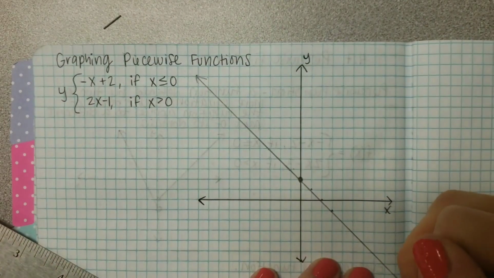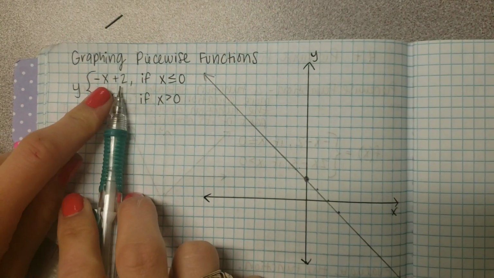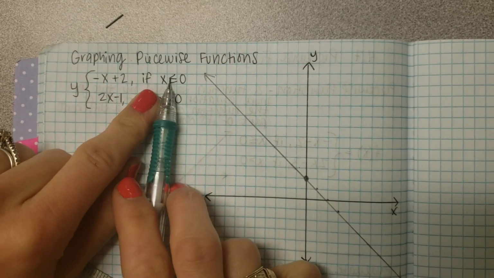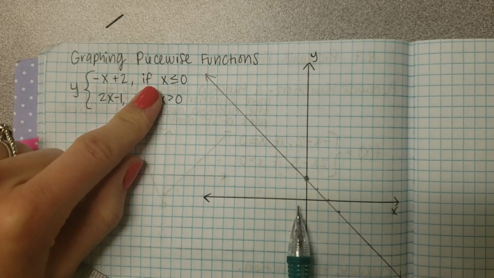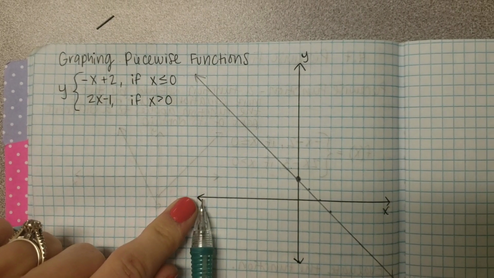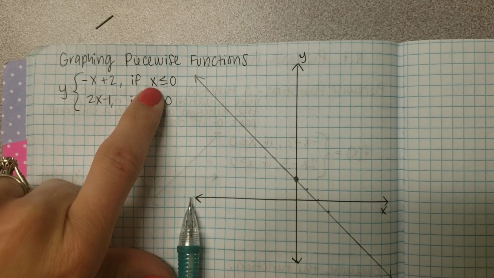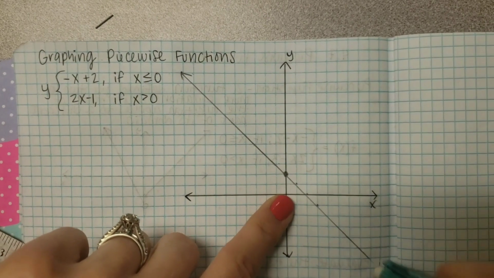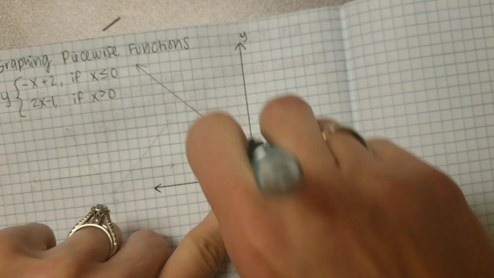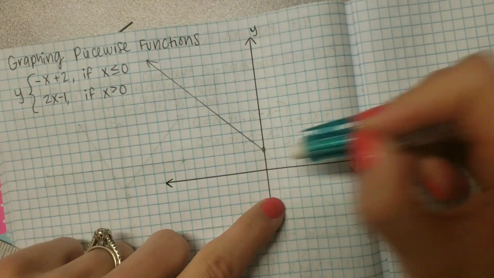So I am going to start off with that first line, and then I am going to erase something. It says that it's only this line if x is less than or equal to 0. So this is my x-axis. These are all the numbers that are less than 0. So it only applies if it's these numbers right here. It doesn't apply for any of these positive numbers. So I can go ahead and erase that, and it stops right there at 0.